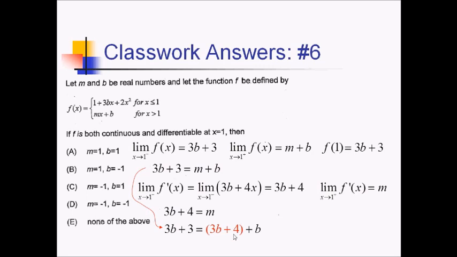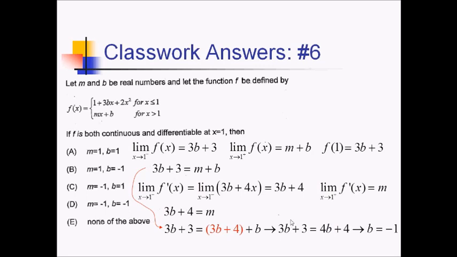And let me just simplify a little bit. This is really 4b plus 4 on the right side. So doing a little quick algebra, I can subtract 3b from both sides to get b. I can subtract 4 from both sides to get negative 1. So b is negative 1.